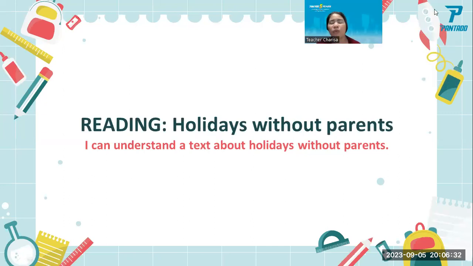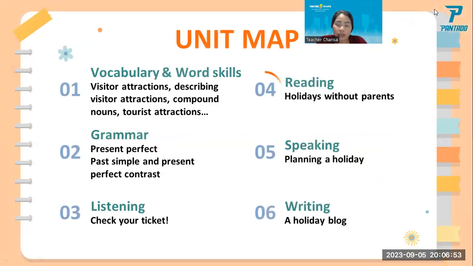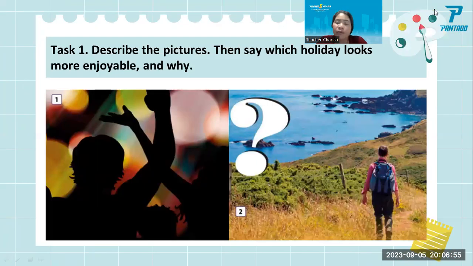Okay, so this time let's start with our lesson. Last meeting we had our lesson, that is Unit 6E. So now let's review first, okay? Reading: Holidays without parents. You already know what a holiday is, right? If there is a holiday without parents, what should you do? This is the review of our last lesson.